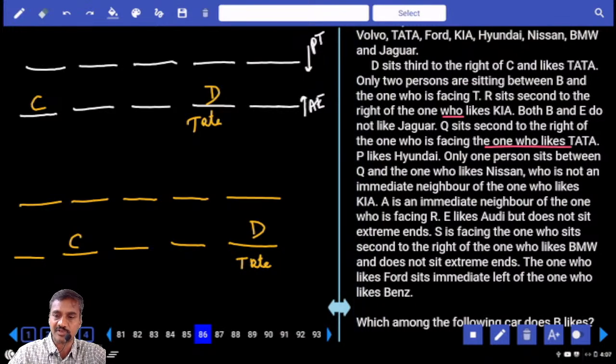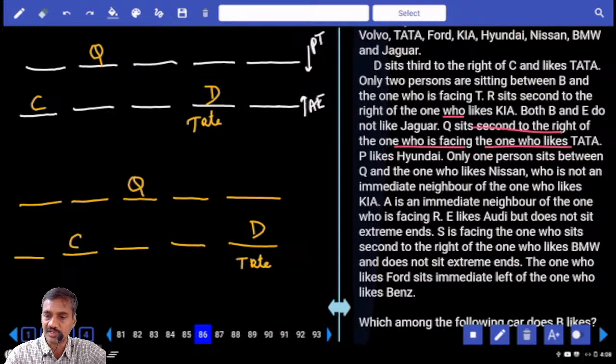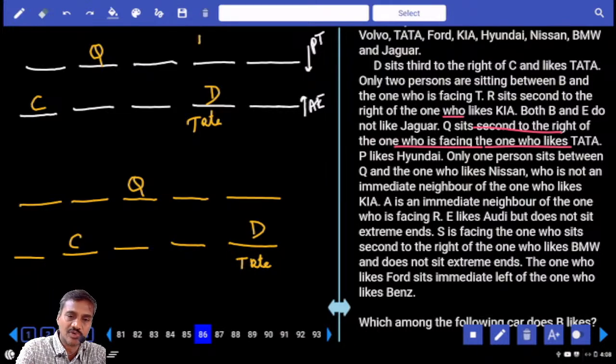Now here there is important information. Q is second to the right of the one who is facing Tata. Tata's opposite, second to the right, who is that person? Q. Tata's opposite second right, Q is the answer. Then as Q is here, Q sits second to the right of the one P likes Hyundai, and only one person between Q and the one who likes Nissan. Now between Q and the one who likes Nissan, there must be exactly 1 person. And the one who likes Nissan can be here, or Nissan can be at this place.